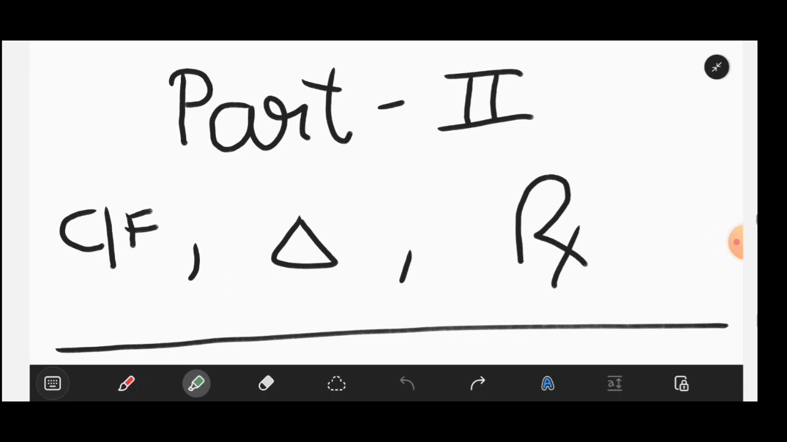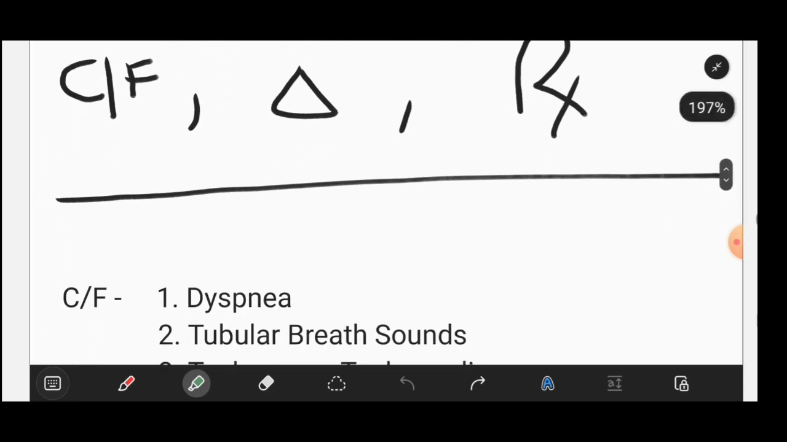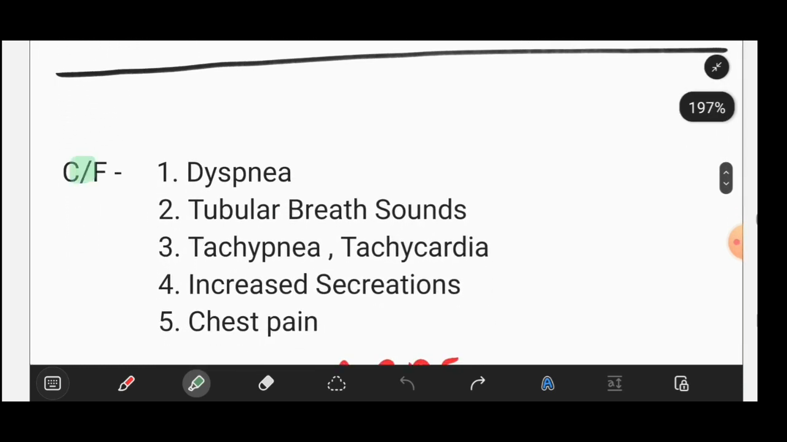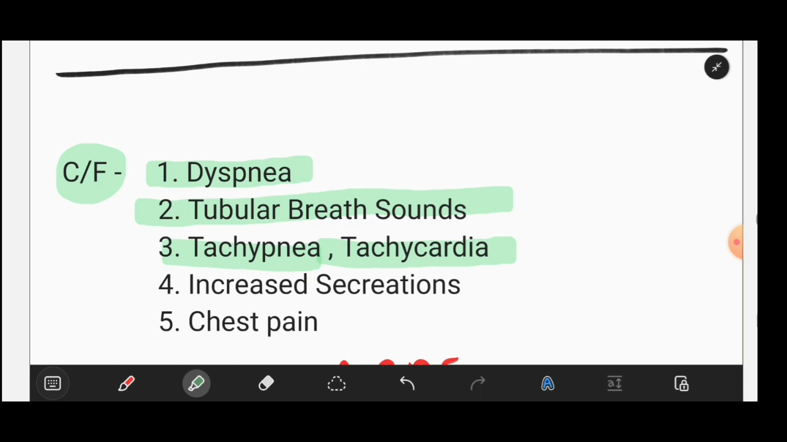So guys, this is part 2 of my ARDS series, and in this video we are going to discuss the clinical features, diagnosis and treatment of ARDS. First of all, what are the different clinical features of ARDS? First, dyspnea. Tubular breath sounds are heard in these patients. Tachypnea means increase of the respiratory rate. Tachycardia, increase of the heart rate. Increased secretions and chest pain. So these are the different clinical features of ARDS.